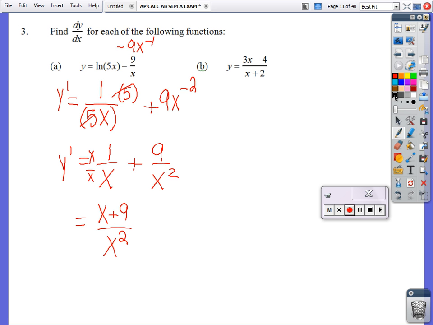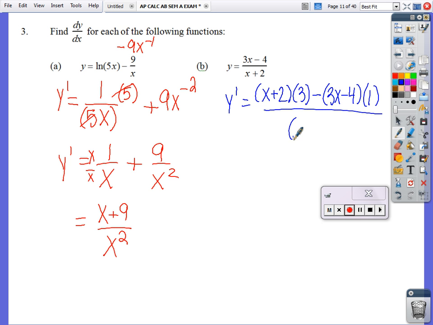Letter B would be a quotient rule, so y prime is equal to low d of high minus high d of low all over low squared. It does help sometimes to just write out what the derivatives are if you have trouble with the quotient rule, because it's a lot of steps.